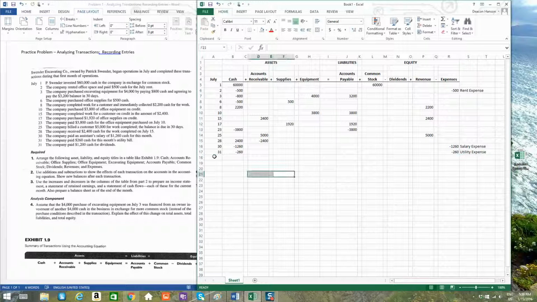Okay, and then final entry, 31st, the company paid 1,200 cash for dividends. So again, paid, reduced cash, 1,200, and dividends are actually being increased, but because dividends and expenses have a decreasing effect on equity, we show them as negatives when they do increase.